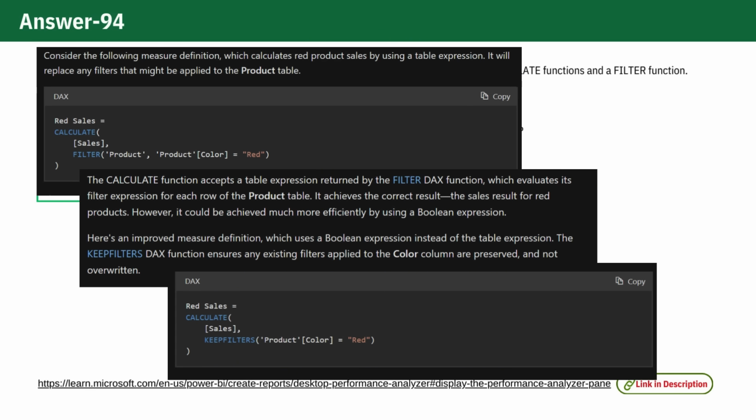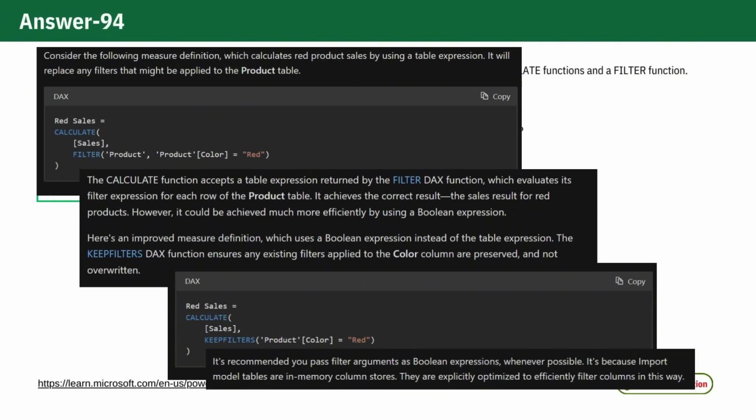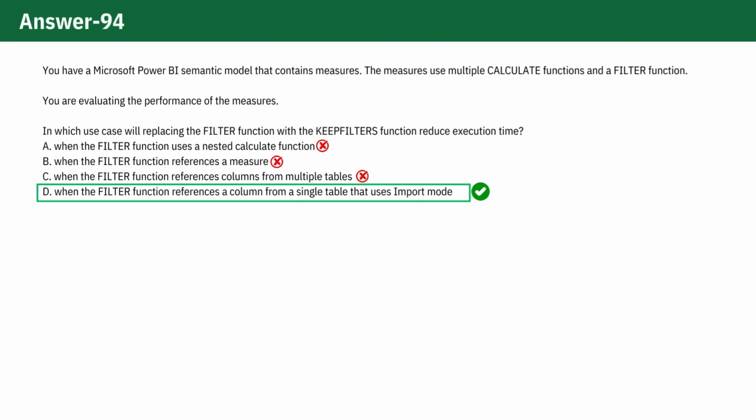The keep filters DAX function ensures any existing filters applied to the color column are preserved and not overwritten. It's recommended you pass filter arguments as Boolean expressions whenever possible. It's because import model tables are in-memory column stores. They are explicitly optimized to efficiently filter columns in this way.